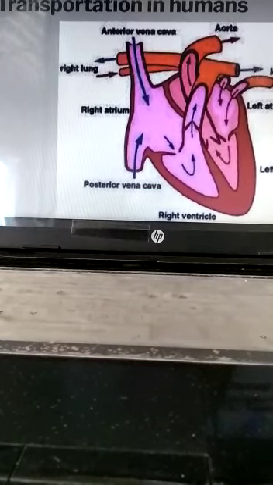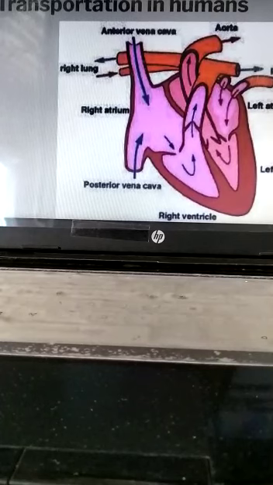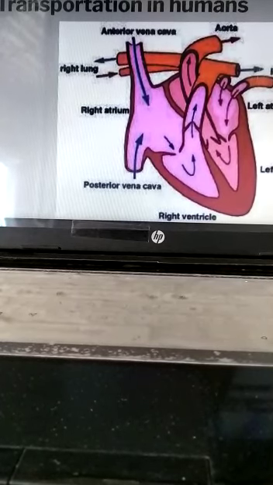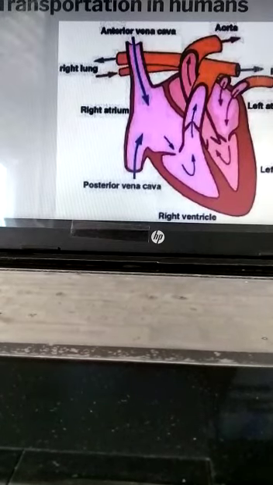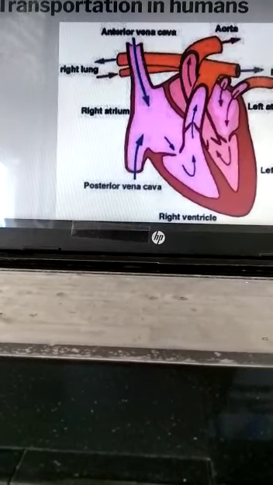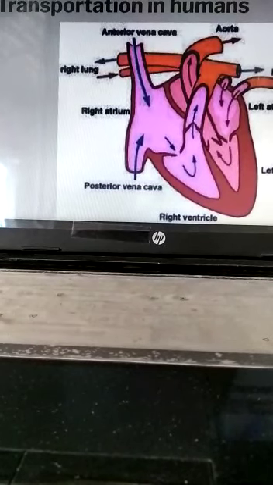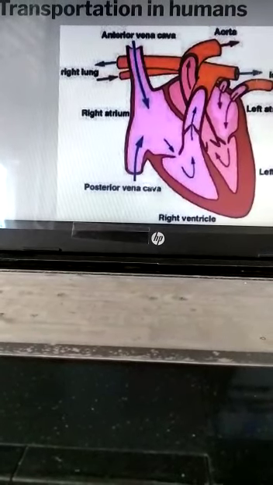Next is the blood pressure. The pressure at which blood is pumped around the body by the heart is called blood pressure. The blood pressure of a person is always expressed in the form of two values called systolic pressure and diastolic pressure.